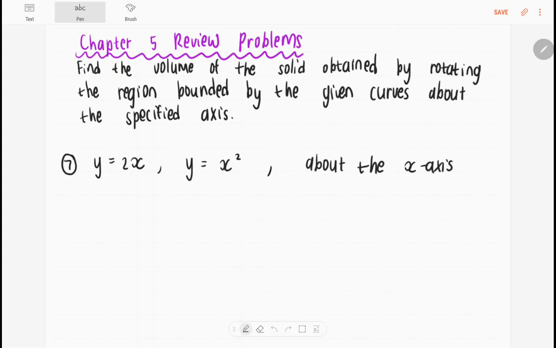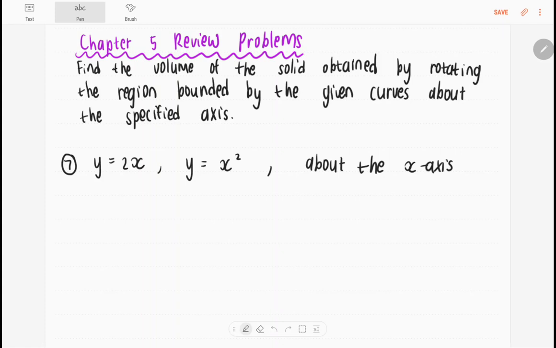So what we have to do is find the volume of the solid obtained by rotating the region bounded by the given curves about the specified axis. Right, so we have, firstly, number 7. It is under the review problems from section 5.5, which says y equals 2x, y equals x squared, and we want to rotate it about the x-axis.